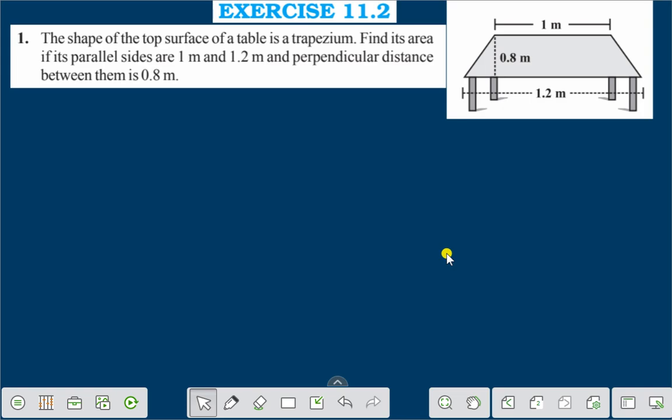Hello everyone. Today we shall discuss exercise 11.2 question number 1. The shape of the top surface of a table is a trapezium. Find its area if its parallel sides are 1 meter and 1.2 meter and the perpendicular distance between them is 0.8 meter. Let us solve this one.